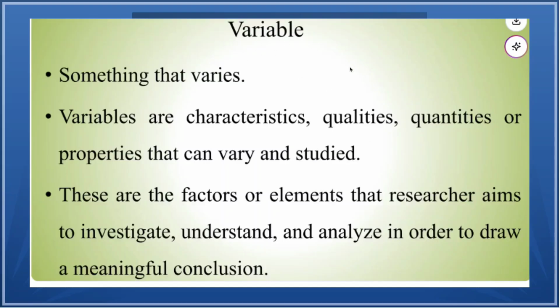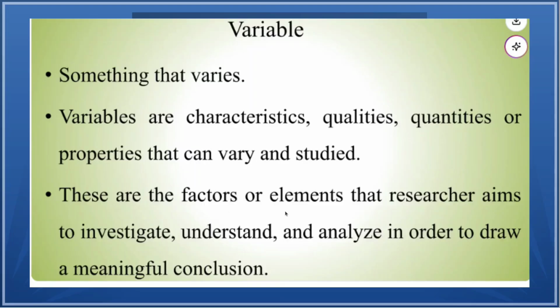Next, variables. What are variables? Something that varies, something that changes in the study from one patient to another patient, is called a variable. Variables are characteristics, qualities, quantities or properties that can vary and which can be studied. In the last problem statement, you saw the knowledge of nurses about catheter care. Before taking the class, they will have some knowledge. After taking the class, the knowledge may improve. So that change in knowledge is one quality or characteristic. Those things which change are called variables.